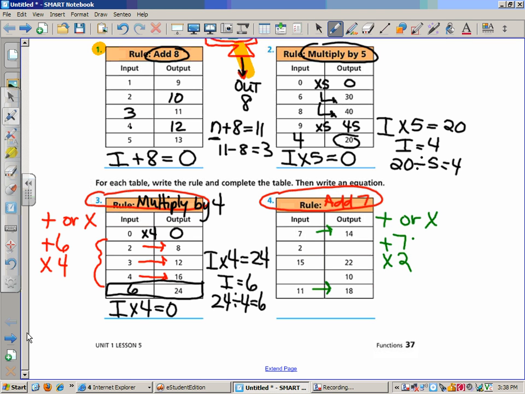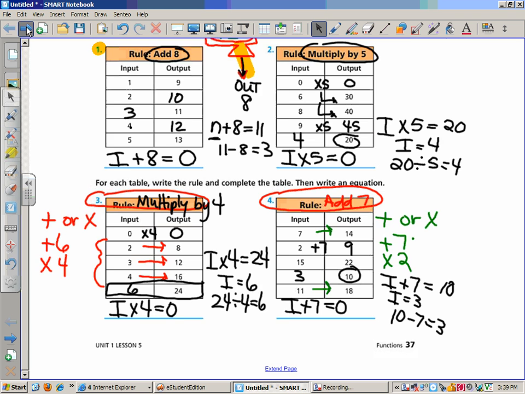2 goes in. I'm adding 7. I should have 9. Thinking backwards now, I have my input plus 7 equals 10. So I can say what number plus 7 is 10, and say that input is 3, or use the inverse and say 10 minus 7, and my input should be 3. Okay, so you have input plus 7 equals your output.